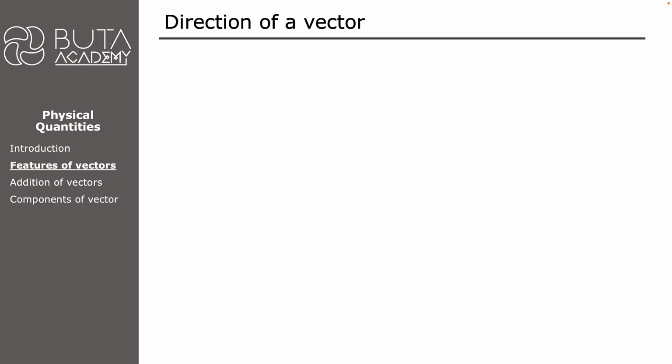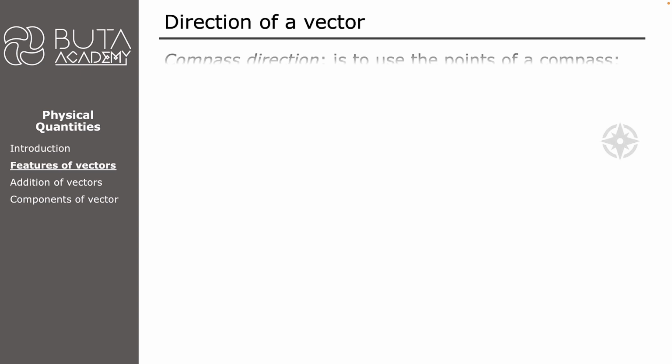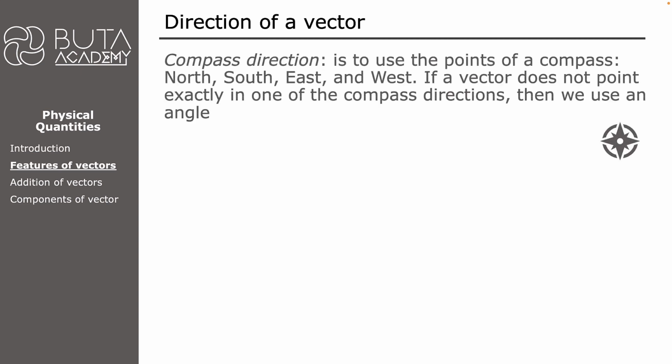First, and the simplest one, is relative direction. Direction of a vector may be to the right, to the left, upwards, or downwards. Using compass is another way of representing a direction of a vector. Instead of right, left, and so on, we can use east, west, north, or south.